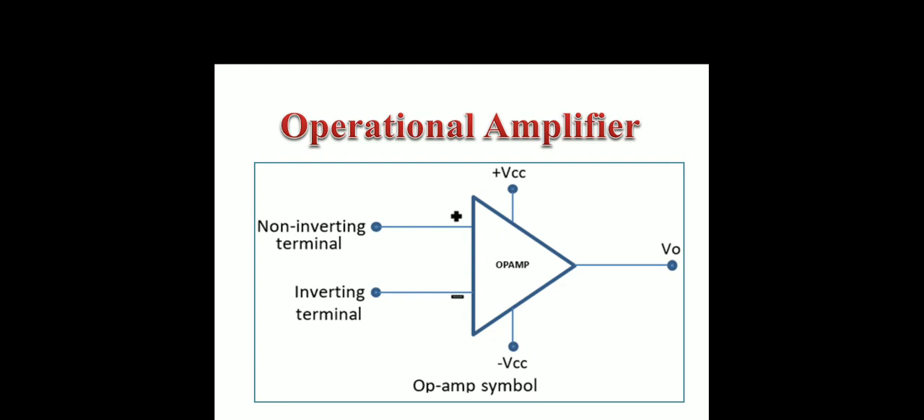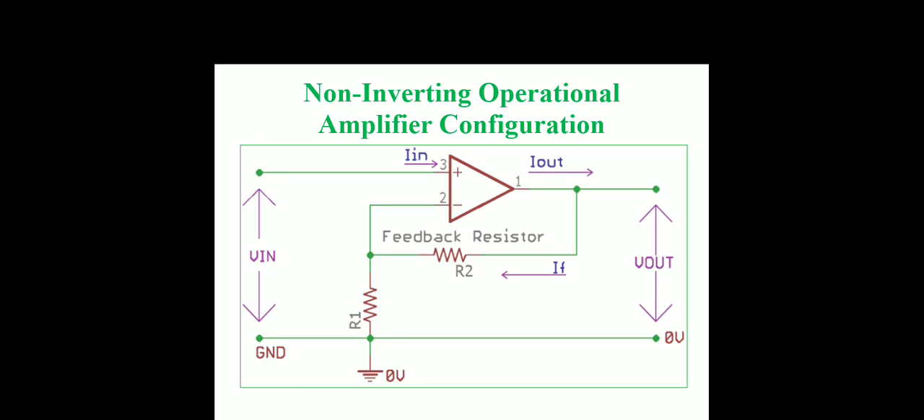In the non-inverting configuration, the input signal is applied across the non-inverting terminal of the op-amp, meaning at the positive terminal of the op-amp. Please observe the diagram. Due to the non-inverting configuration, the amplifier output becomes in phase with the input signal.